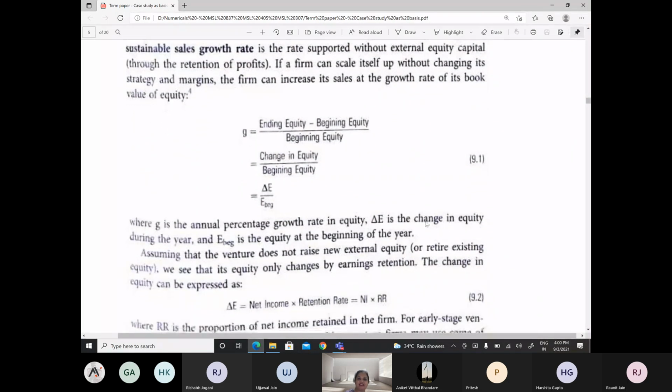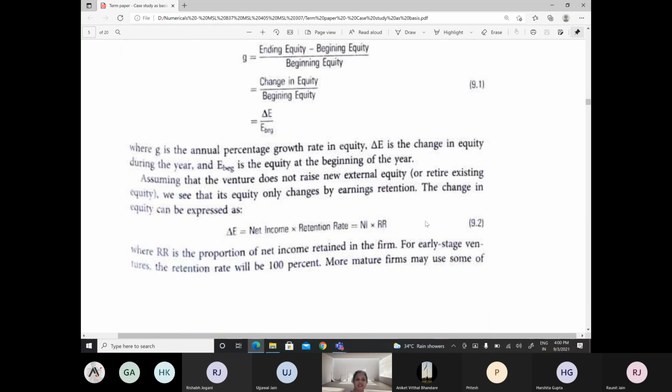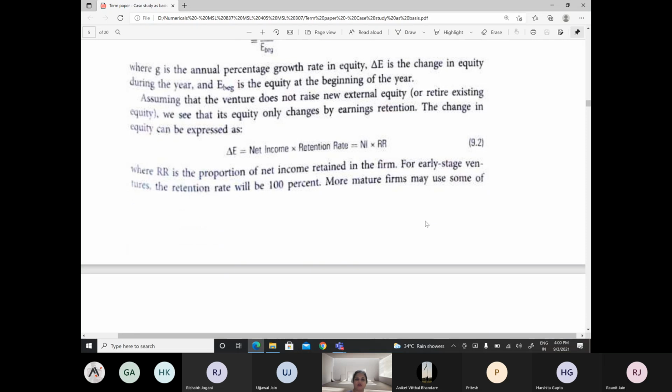If a firm can scale itself up without changing its strategy and margins, the firm can increase its sales at the growth rate of its book value of equity. So sustainable growth rate is nothing but the ending equity minus the beginning equity upon the beginning equity. You can also write this as change in equity upon beginning equity, or delta E upon E beginning, where G is the annual percentage growth rate in equity. Delta E is the change in equity during the year, and E beg is the equity at the beginning of the year.